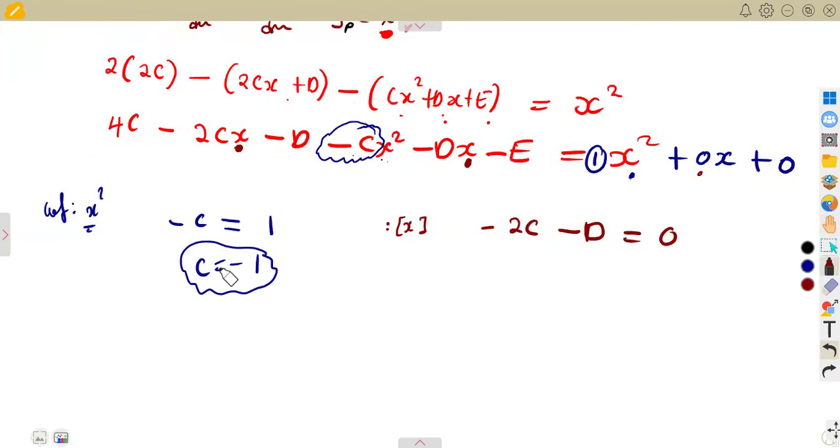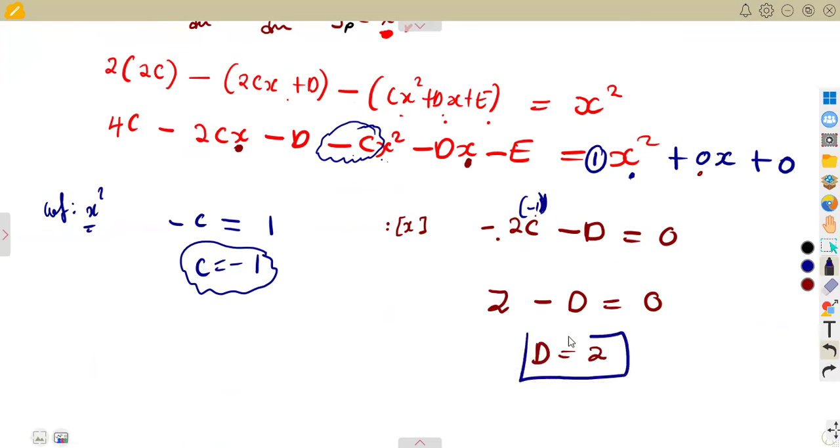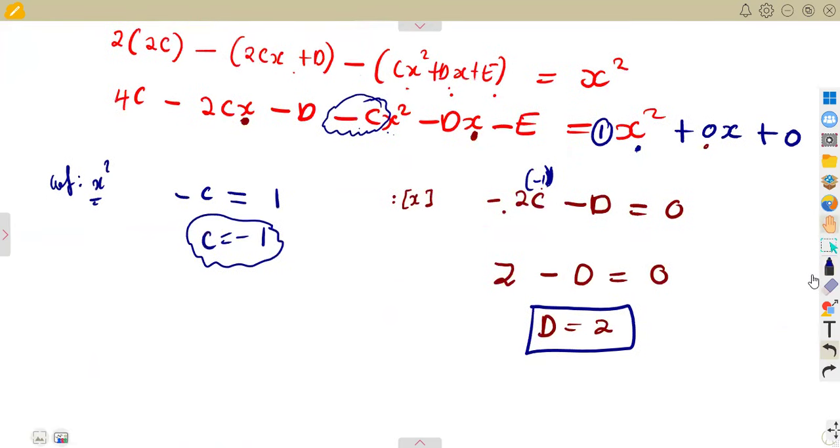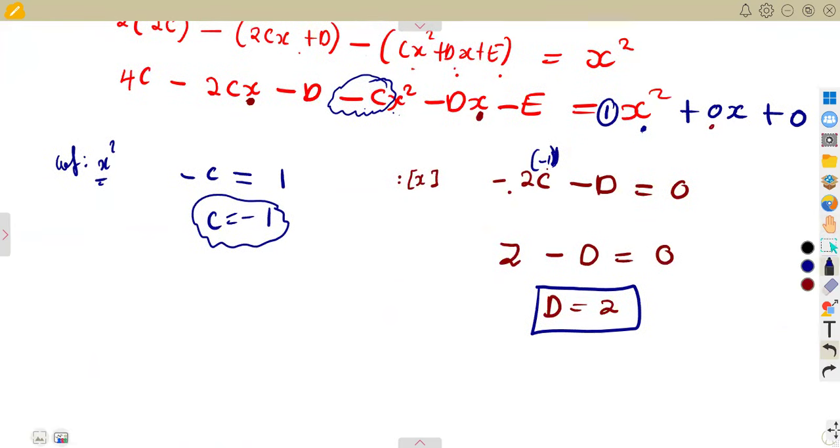Having the value of c that we calculated as negative 1, we can calculate the value of d, because this will be negative 2 times negative 1, which is a positive 2, minus d is equal to 0. So d will be equal to 2. All right, so we have C, we have D, we are left with E, stage by stage. We started with the coefficient of x squared, and we moved on to x.